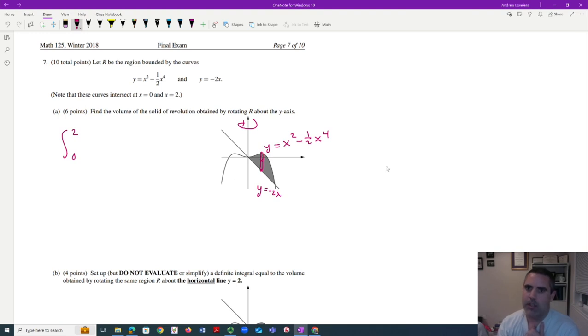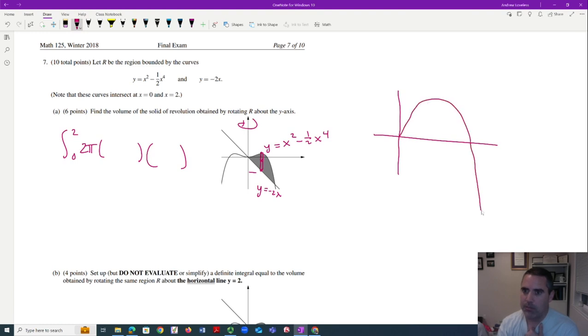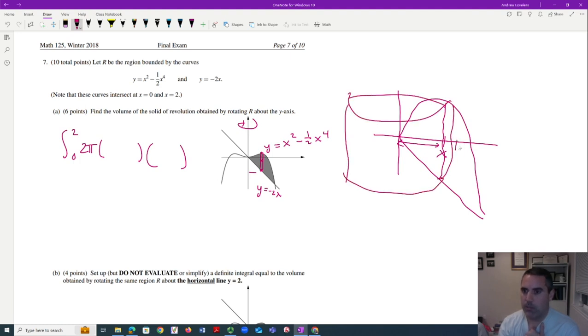All right, there's a shell. And so I'm pretty much done. 2 pi, radius, height. The radius is how far it is this way. And again, part of the problem is the picture's kind of small, so let me exaggerate the picture a little bit. Here's x. From here to here is that radius of my shell. And then I need the height. The height is what's going to be from here to here.